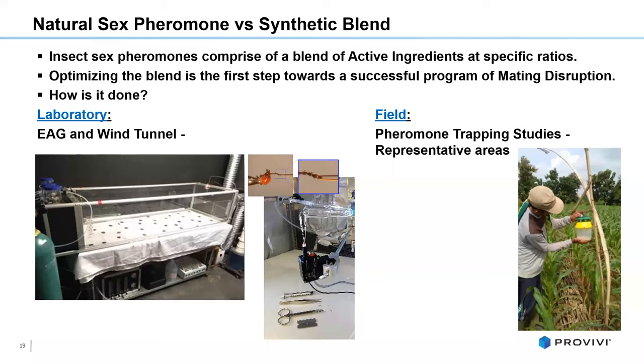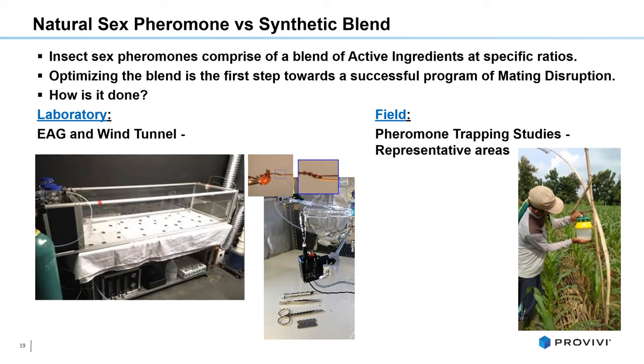So once this is all done in the laboratory, we start the field trials. Once we know that this pheromone blend is attractive enough compared to the naturally occurring pheromone source, we take them and put them in traps. On the right side, you can see a bucket trap, which is usually seen in maize or corn, which we use for fall armyworm trapping studies or monitoring, for example.